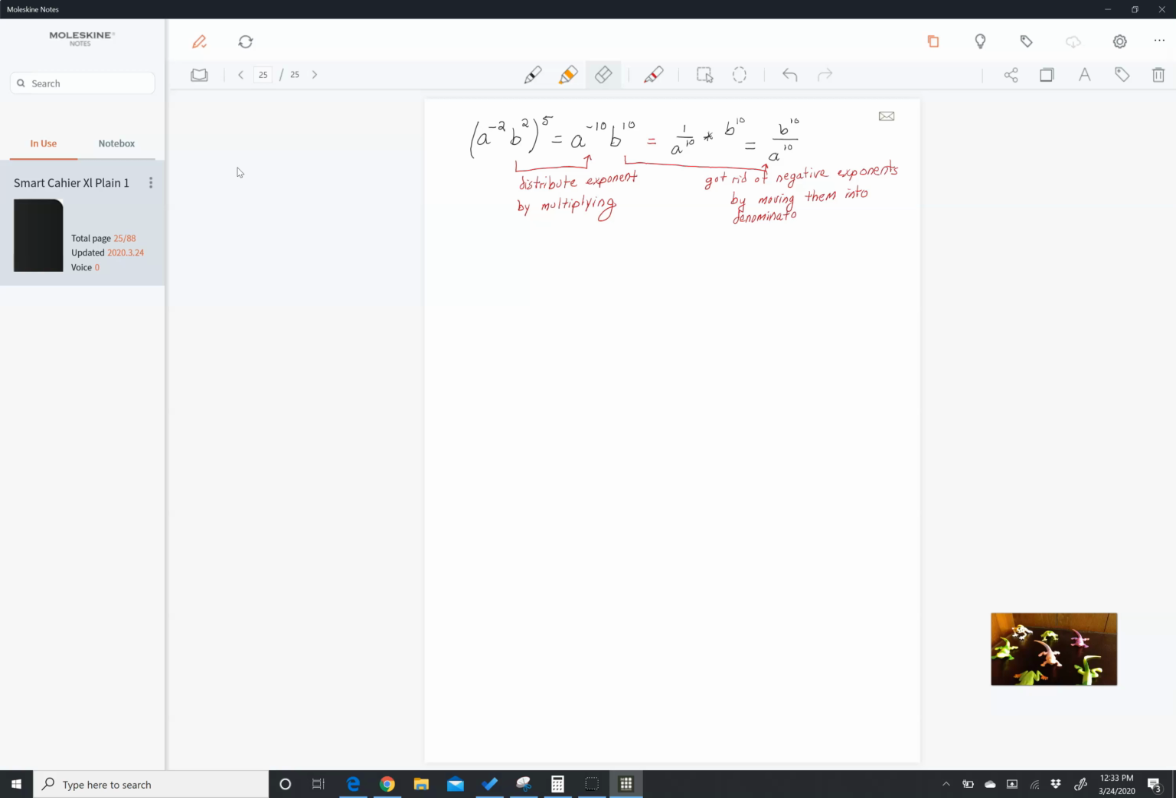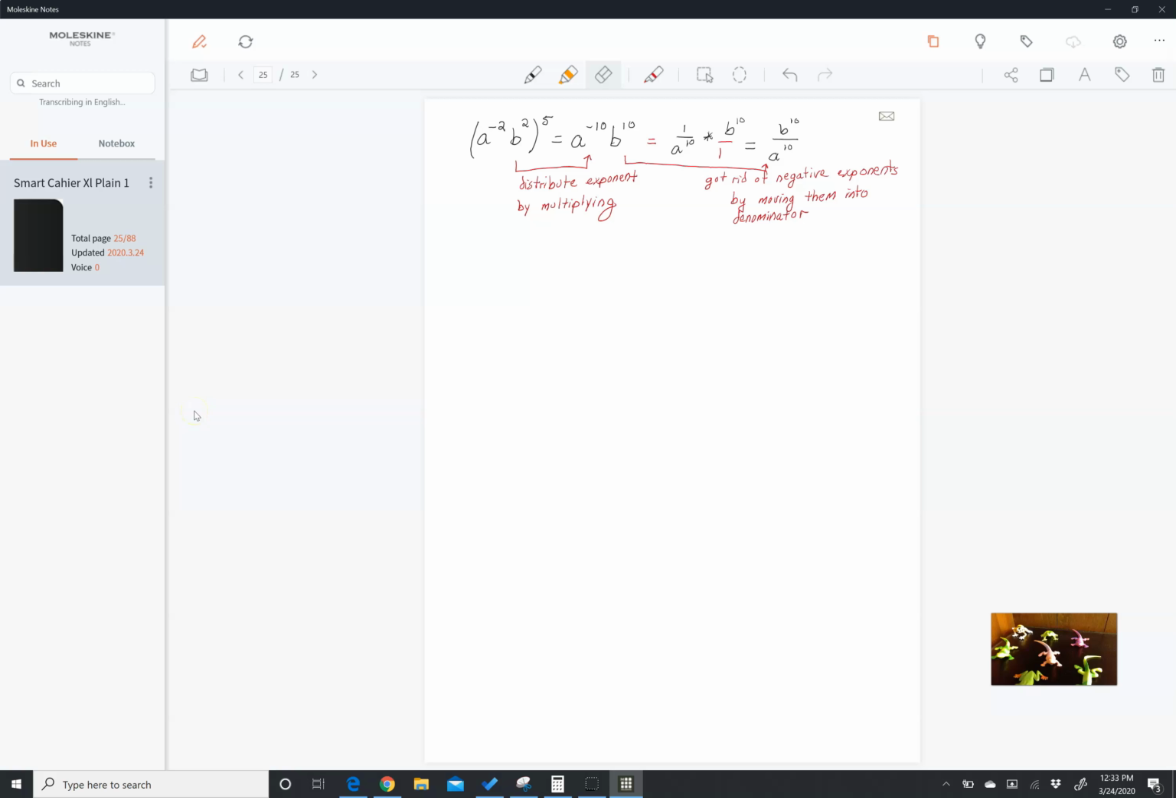So you don't have to write these separate fractions. You can't just move it, okay? You can see here, this is like b to the 10th over 1. So 1 times b to the 10th is b to the 10th. A to the 10th times 1 is a to the 10th, okay?